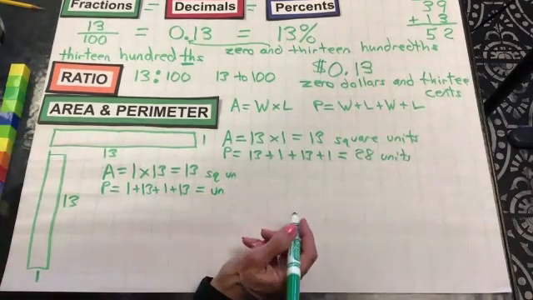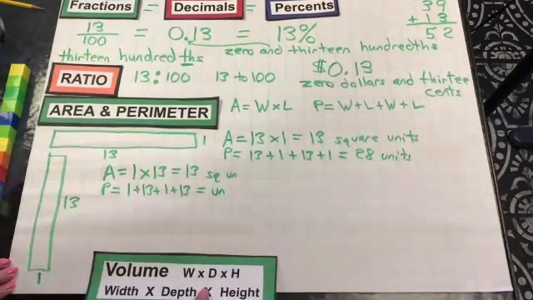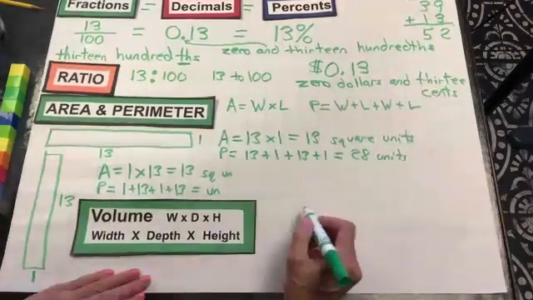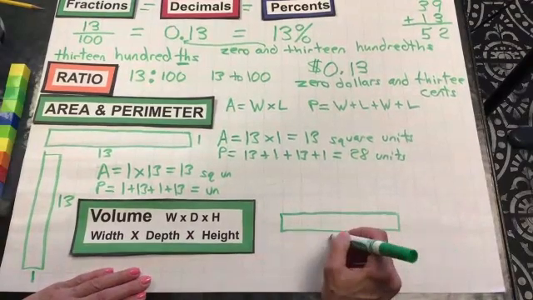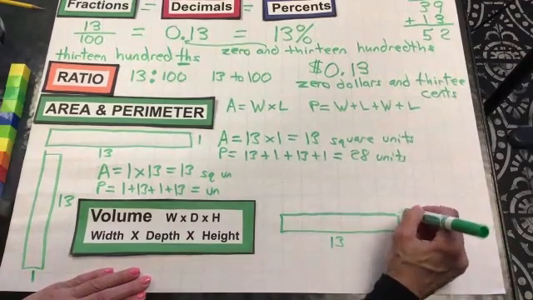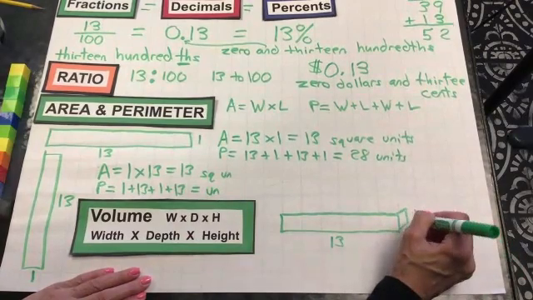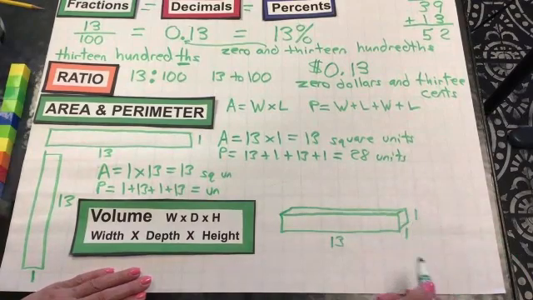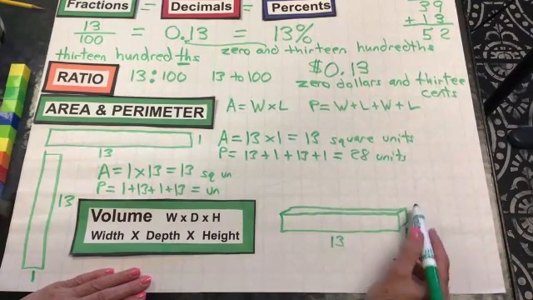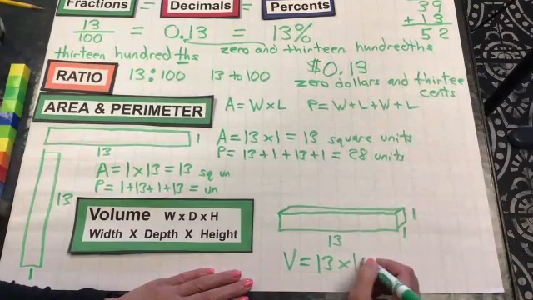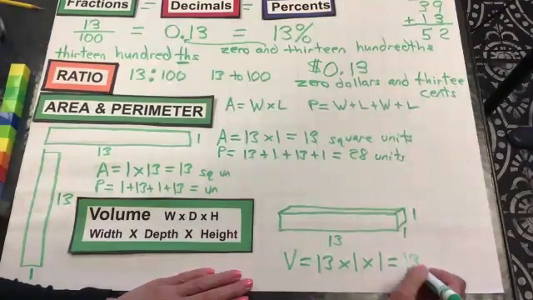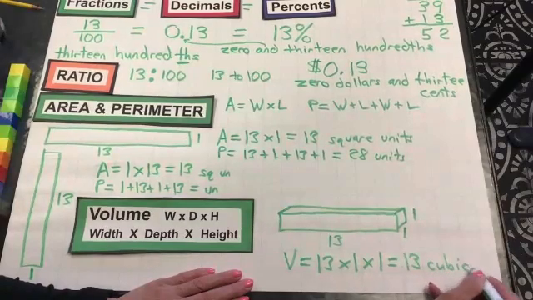All right, let's go into our volume. So I'll leave that open so you can see it. So let's do our volume. We're going to draw our rectangle and just pretend that that is 13 across and 1 deep and 1 tall. There we go. 13 across, 1 deep, 1 tall. And so volume equals 13 times 1 times 1 equals 13, and that would be cubic units.